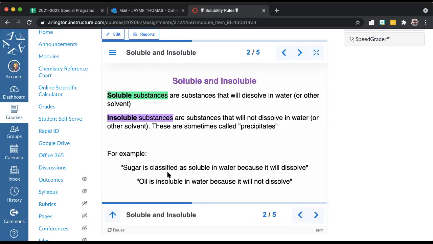Just a couple examples. We talked about sugar and salt last time. Sugar is soluble. Salt, table salt, which is sodium chloride, is soluble. They dissolve in water. Something like oil is not going to be soluble. It's insoluble because it won't dissolve. It's non-polar.